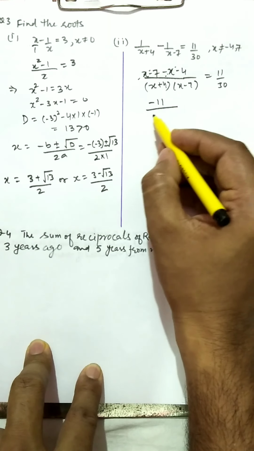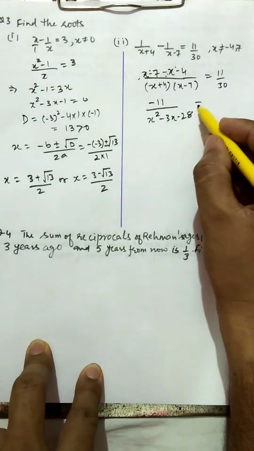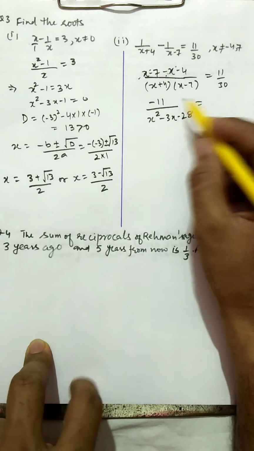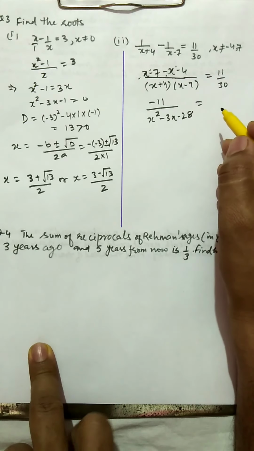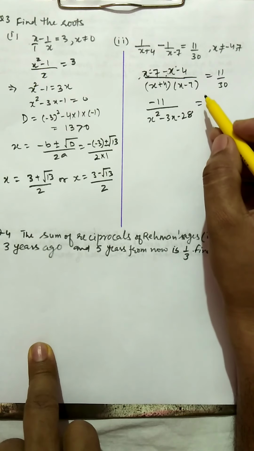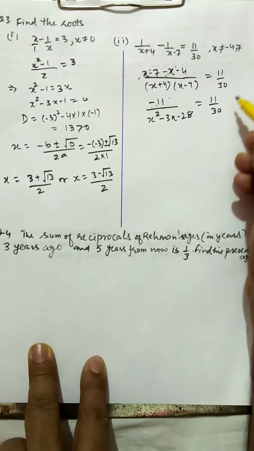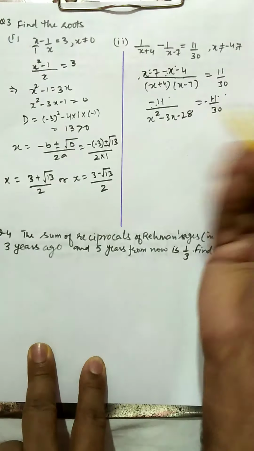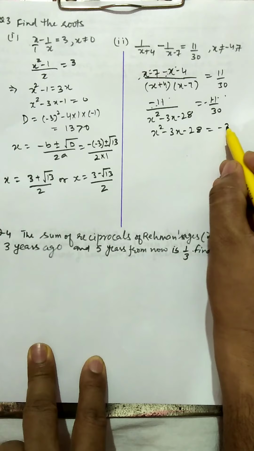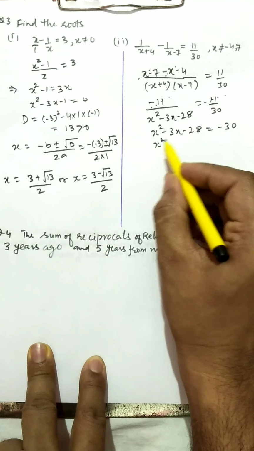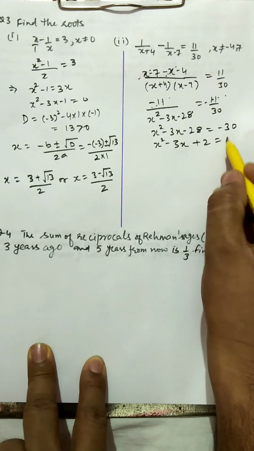This is, you can multiply here. This is x square minus 3x minus 28. I can use the formula directly. I can open this. You can also think of the identity x square plus a plus b x plus ab. So I've used this. So now this is 11 upon 30. So you can cancel this 11 to this 11. Now cross multiply you do, then x square minus 3x minus 28, and this will become minus 30. Minus 30 can be brought this side, and this is 30, then this will become plus 2 equal to 0.